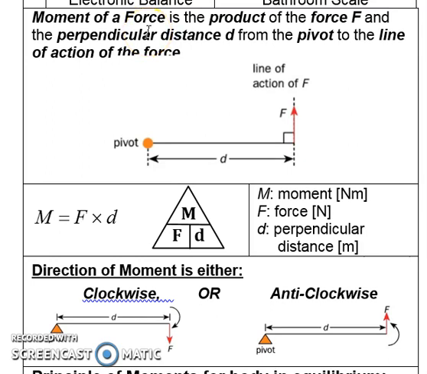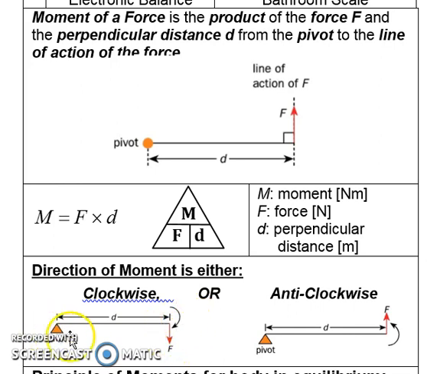Basically, we're talking about turning effects here. Moment of a force consists of two variables, two physical quantities. They are the product of the force F and the perpendicular distance. That's how we find moments here. Okay, so there's a formula here.